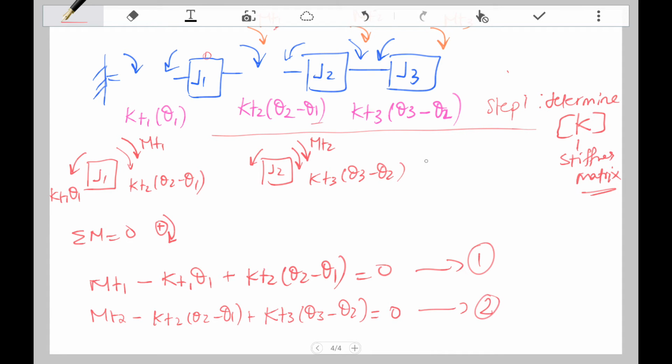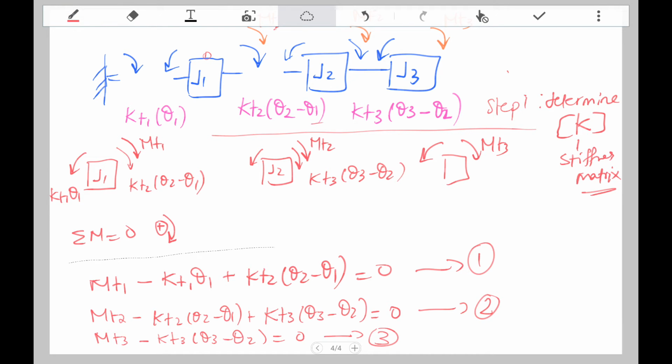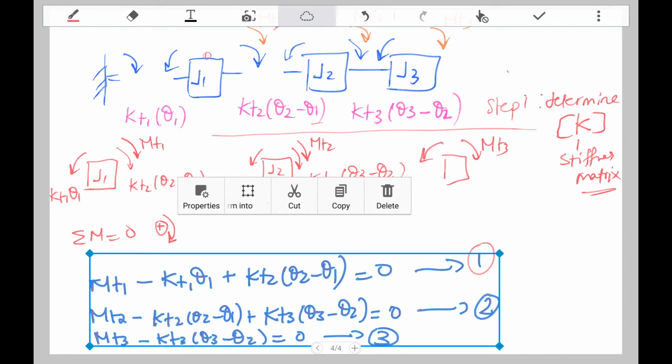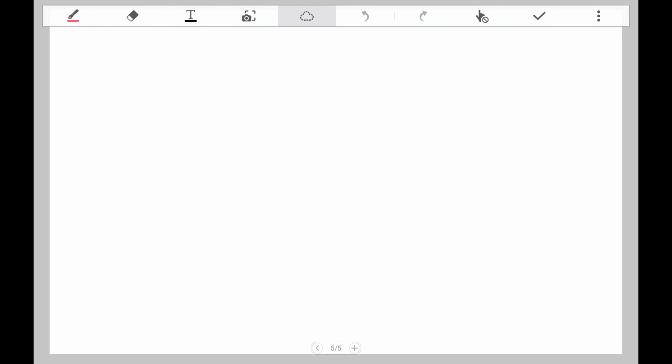That's your second. Now to the last one, the third one, we have MT3, and negative KT3 (theta 3 minus theta 2) equals 0. That's your third equation. So that's really good. That's your first step. You've derived the equations, you summed the moments for each free body diagram. Now we're going to take all these equations and move on to the next step here.